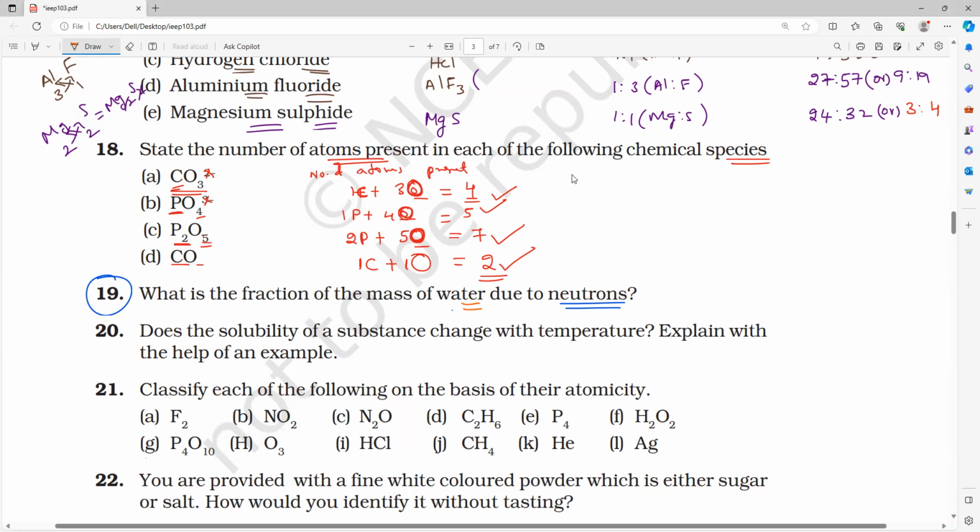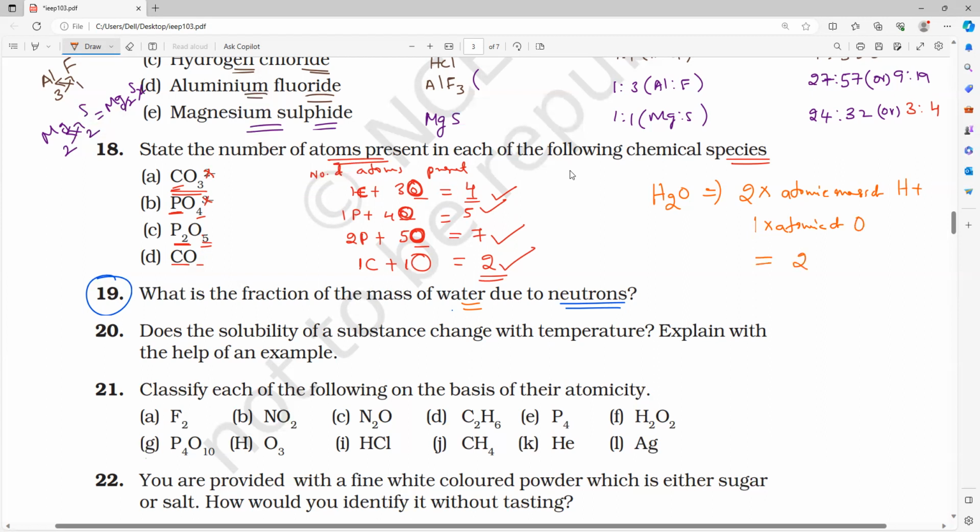So observe very carefully. We all know the water formula, everybody? H2O. How many hydrogens are there? 2 hydrogens, into the atomic mass of hydrogen, plus how many oxygens? 1, into the atomic mass of oxygen.